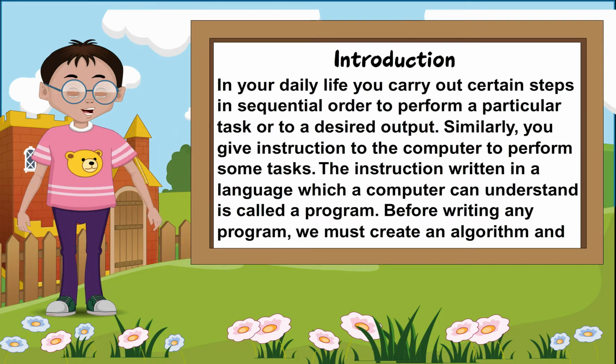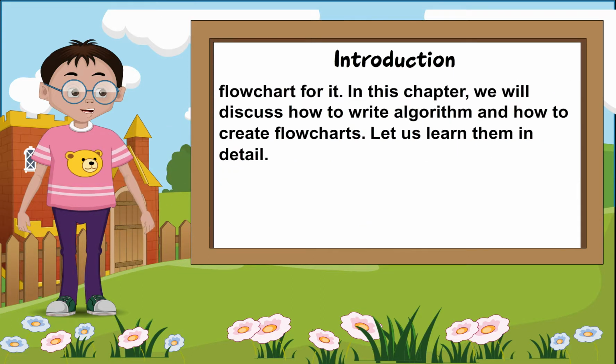or to get a desired output. Similarly, you give instructions to the computer to perform some task. The instructions written in a language which a computer can understand is called a program. Before writing any program, we must create an algorithm and a flowchart for it. In this chapter, we will discuss how to write an algorithm and how to create a flowchart. Let us learn them in detail.